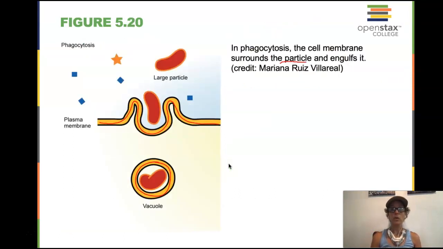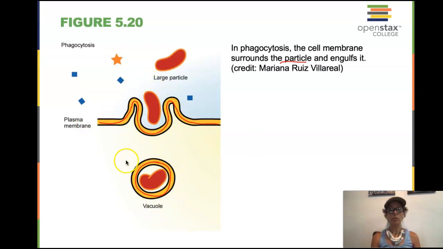Other ways of transporting material across the membrane is phagocytosis. Cytosis means a cell process, and phago means eating. So it's an eating cell process. So the plasma membrane literally engulfs some particle and brings it in.